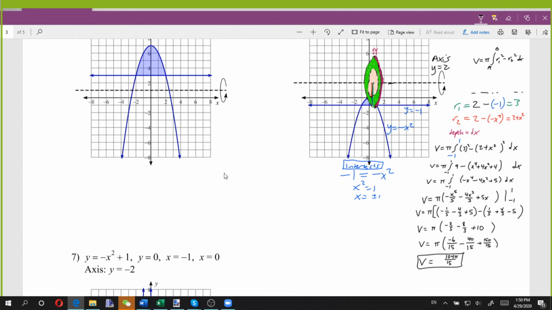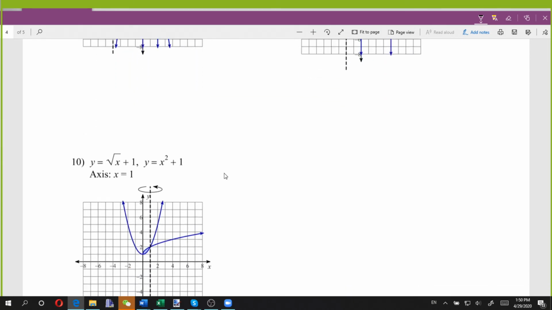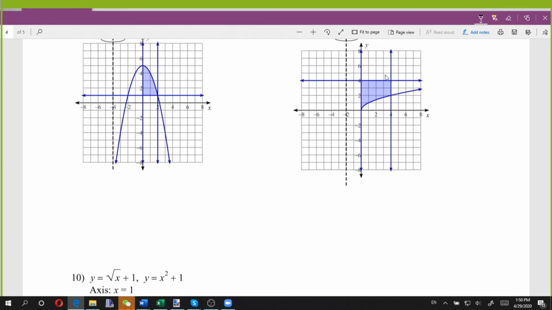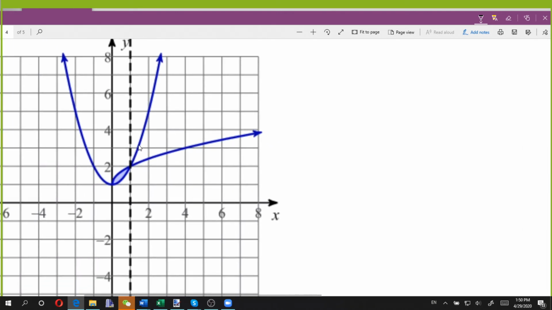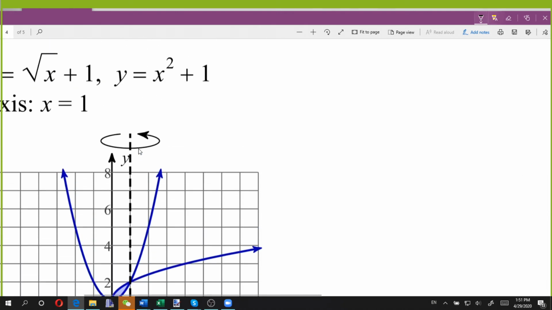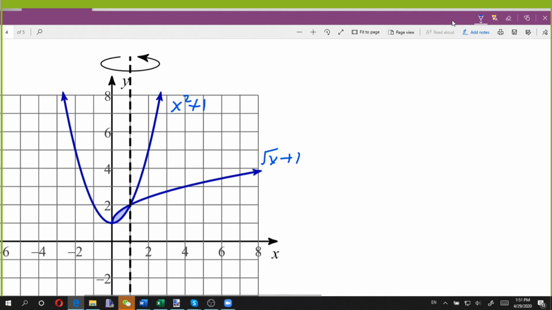Okay, then last one for today. I'm going to pick a shell method one. I think I'm going to do this one, so that looks like it's the hardest. So we've got our two equations: x squared plus 1 and root x plus 1. And our axis is at x equals 1.